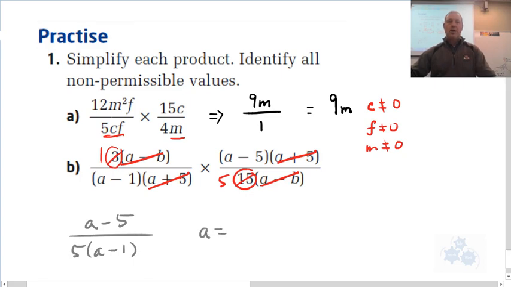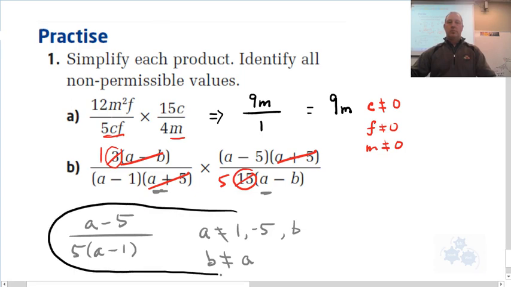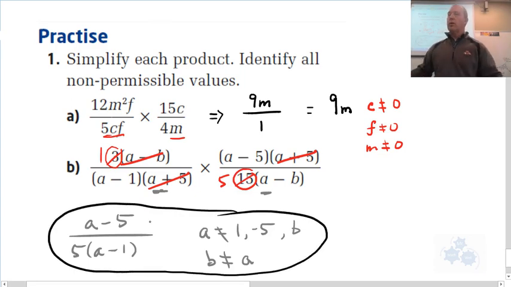Restrictions: a cannot equal positive 1 here. a cannot equal negative 5 here. And a cannot equal b. Very good. Okay? And also if you want to put b as well, b cannot equal a. That's because if these were the same, then it would be something minus itself. So a cannot equal b, and b cannot equal a. Okay, that's how you get started on question 1.